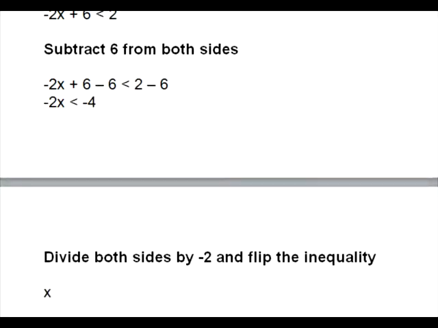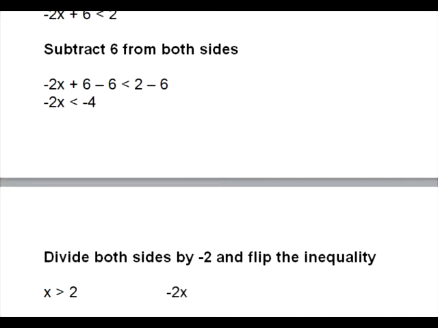So that's going to be x is greater than 2. Whenever you multiply or divide both sides of an inequality by a negative, it's going to flip the inequality. If you don't believe me, and people always say, I don't get it, why does that happen, Mr. Sadler? This is the reason why.